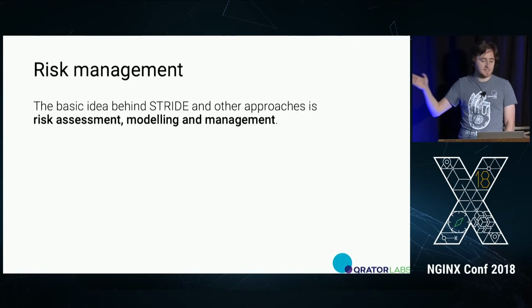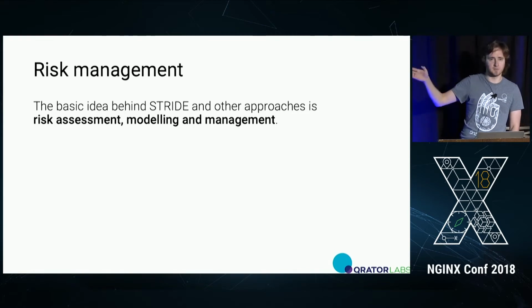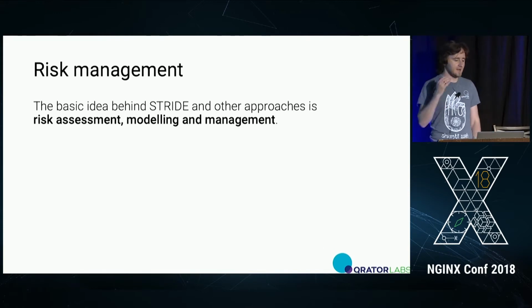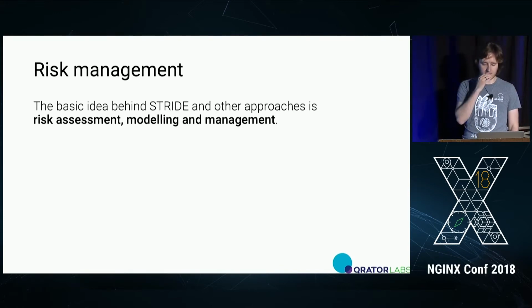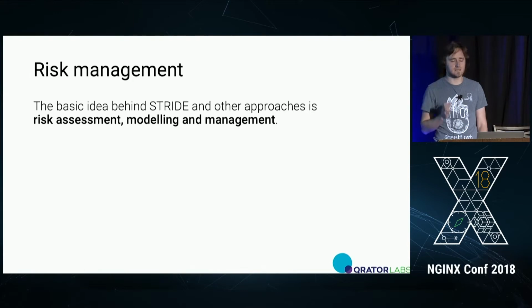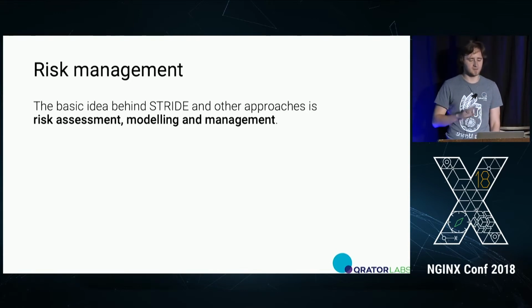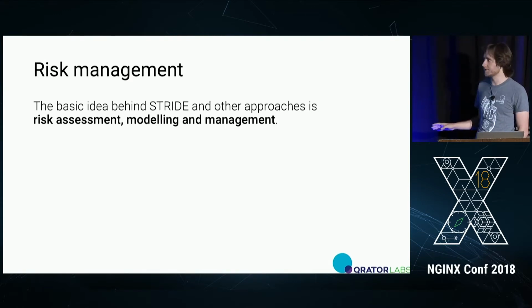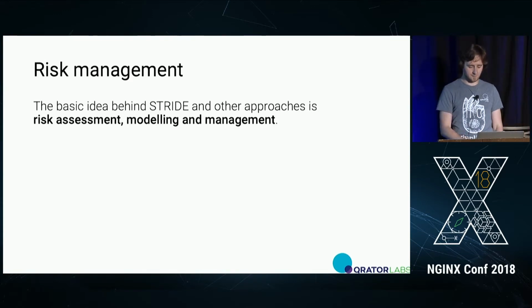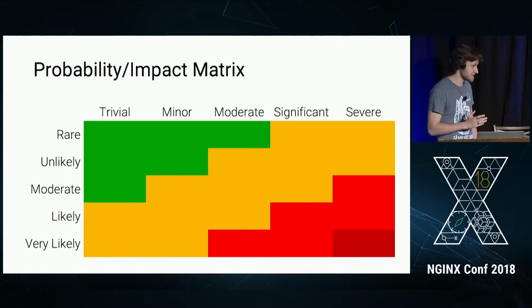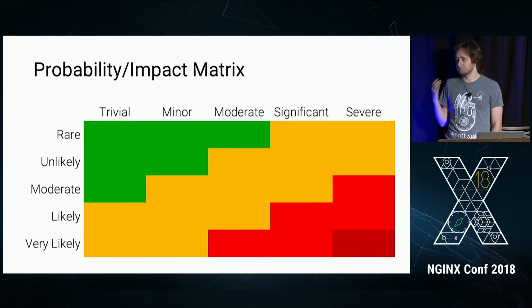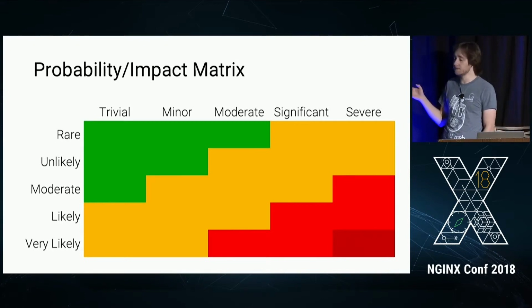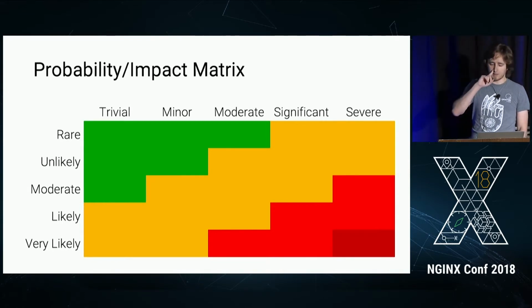So the basic idea behind the risk management and risk assessment approaches is, surprisingly, risk assessment, modeling and management. However, assessing threats is not easy. People are often afraid of scary but unlikely risks, not giving enough attention to real threats, and for risk assessment, it's convenient to use some simple tools like this one, which is a probability impact matrix. And here is how it works.